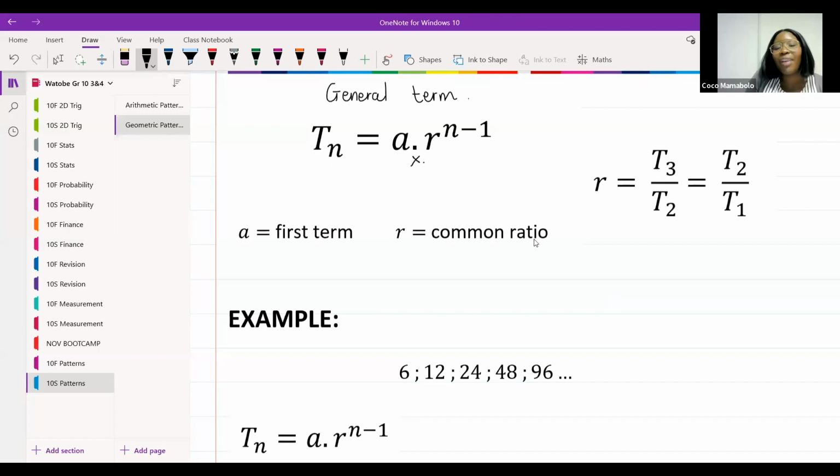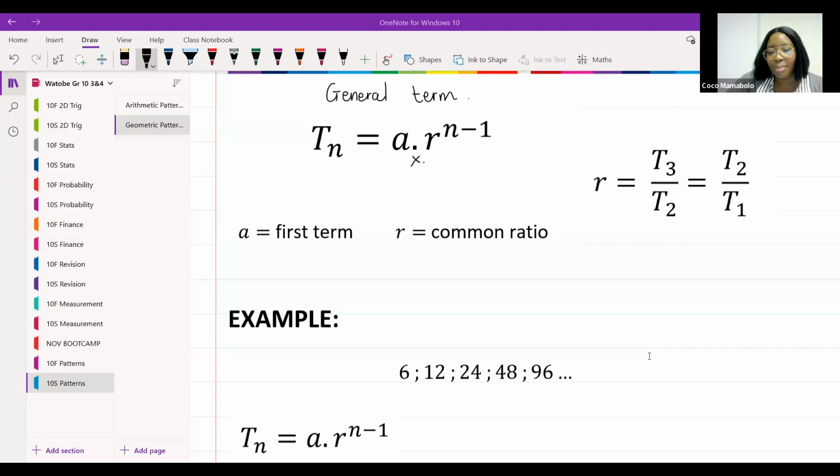And how do we find the common ratio? We're going to take T3, our third term, divided by our second term, and that must equal our second term divided by our first term. Basically, to get from one number to the next, we multiply. We see what we have to multiply by to get from one term to the next.